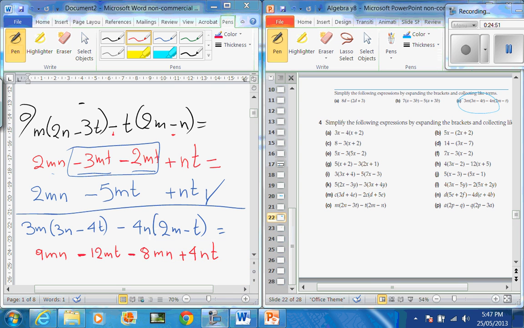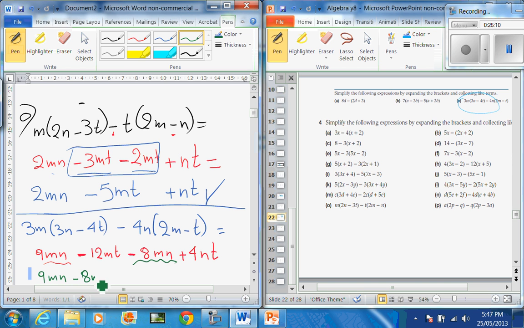So, what's happening here? What's the same? 8mn. Oh, just a moment. 8mn and minus 8mn. I'll write them on the same side. 9mn. Take away 8mn. Okay. And then I write as they are, in the order they are. Minus 12mt plus 4mt.